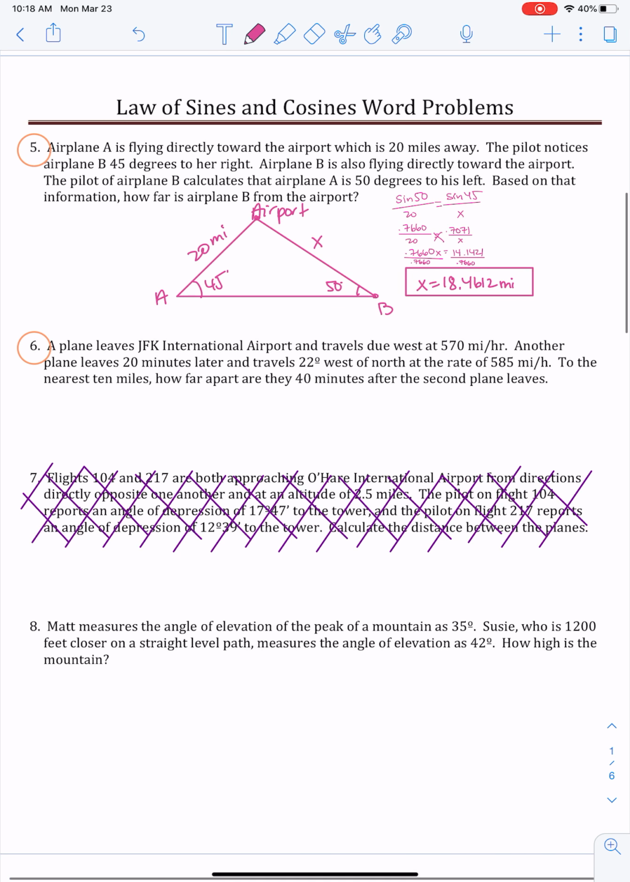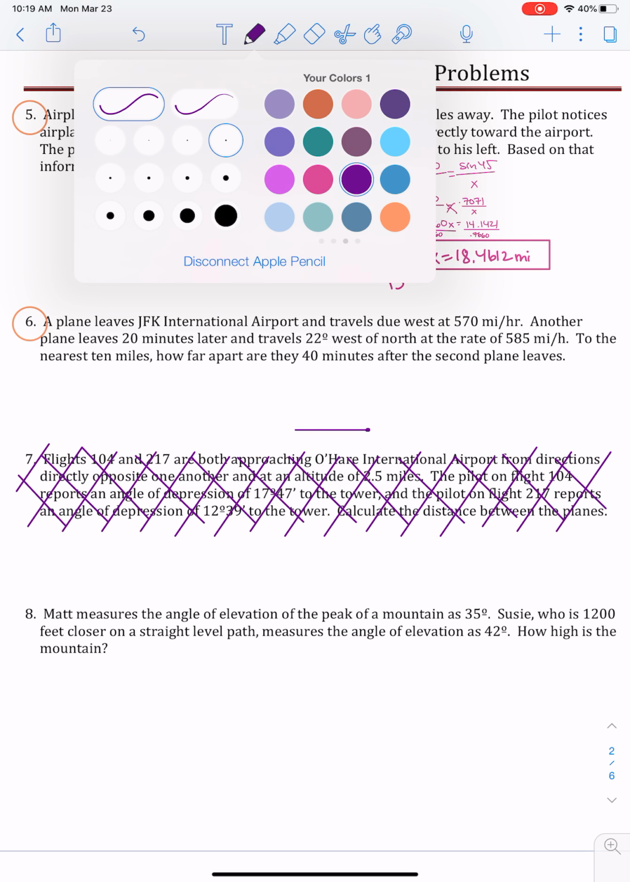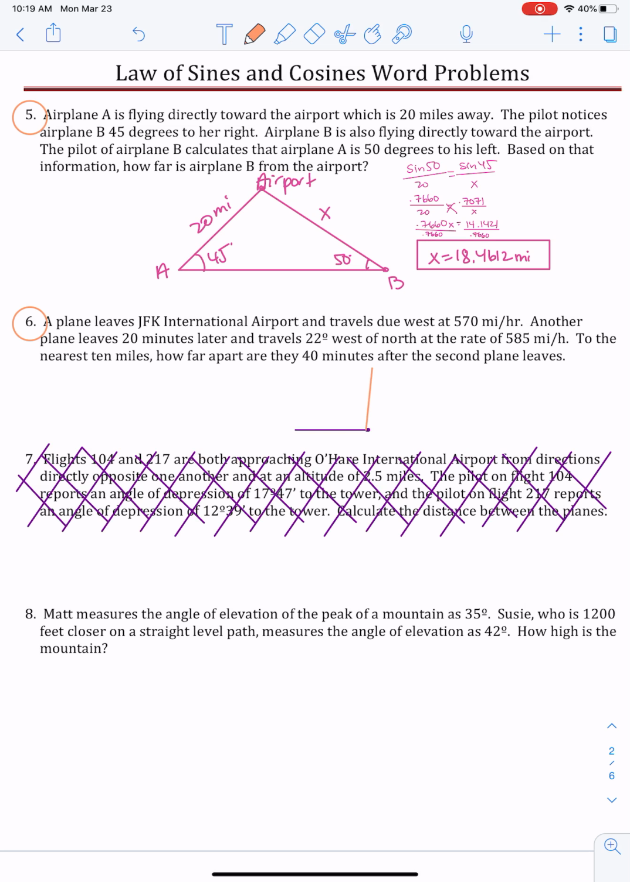Our last question together today is a plane leaves JFK International Airport, I think that's in New York, and travels due west. Never eat soggy waffles. That's my go-to. Due west at 570 miles per hour. Another plane leaves 20 minutes later and travels, let's make this one orange, west of north. So they were going north and they went west of that, 22 degrees, at a rate of 585 miles per hour. To the nearest 10 miles, how far apart are they 40 minutes after the second plane leaves?